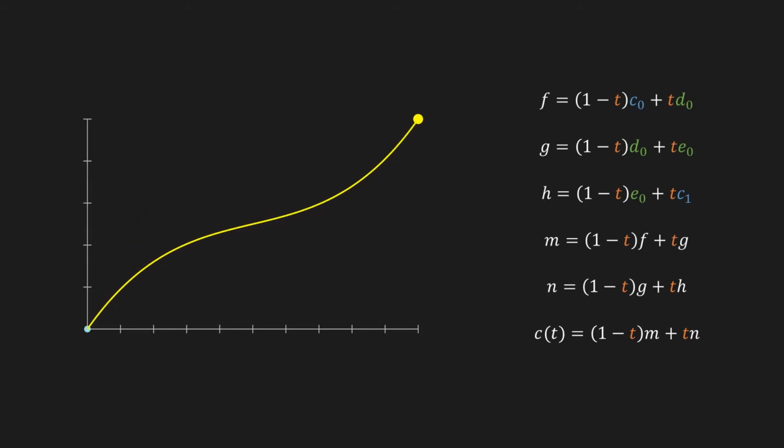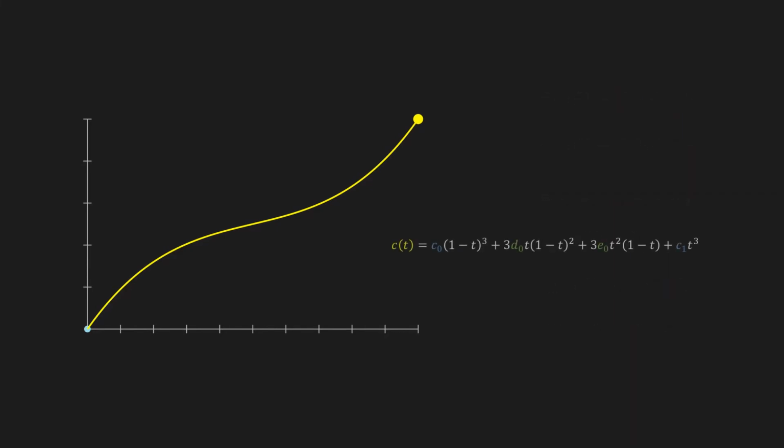We can also combine the parametric equations to obtain this cubic polynomial, where C0, D0, E0, and C1 are the positions of each control point. This polynomial also describes our Bezier curve.